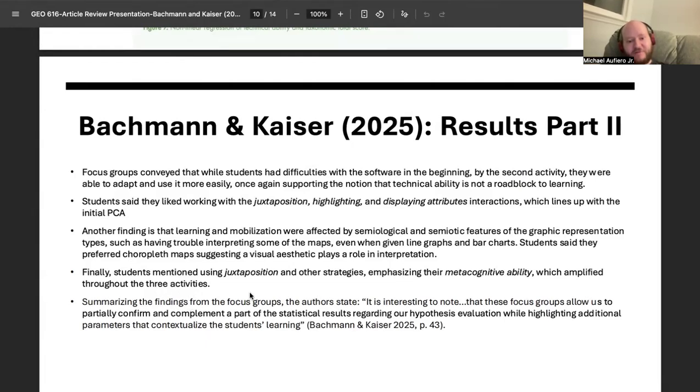Summarizing findings from the focus groups, the authors state, "It is interesting to note that these focus groups allow us to partially confirm and complement a part of the statistical results regarding our hypothesis evaluation while highlighting additional parameters that contextualize the student's learning," and that is from Bachmann and Kaiser, page 43.